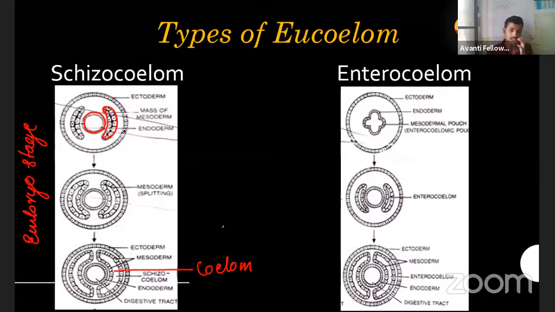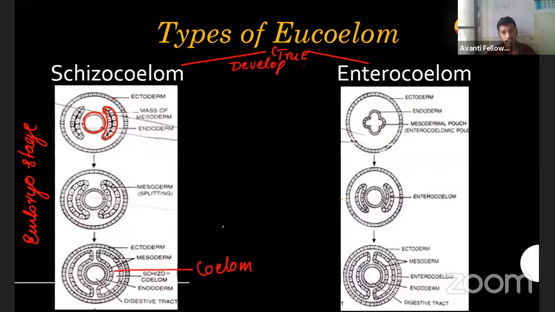Eucoelom and coelom are both the same, Sushma. Eu means true, I think you know this. These are actually true coelomates, because we use the term pseudocoelomate, and we use the term eucoelomate. No issue, coelom and eucoelom are the same. So this is what divides into two types on the basis of the development.